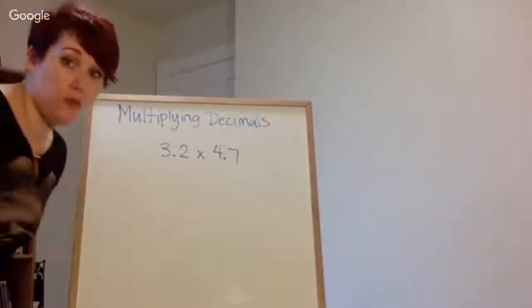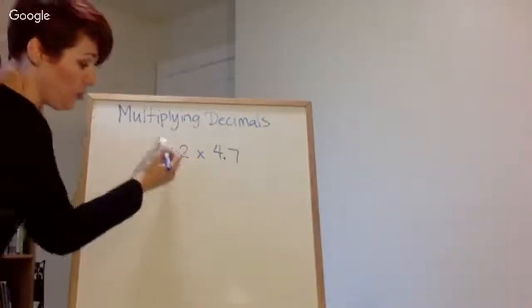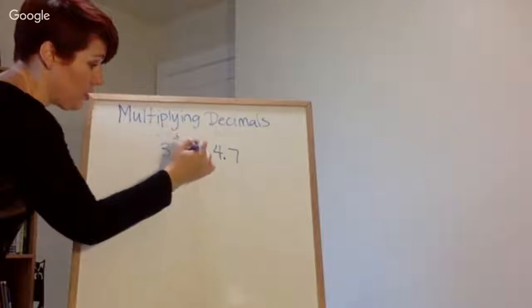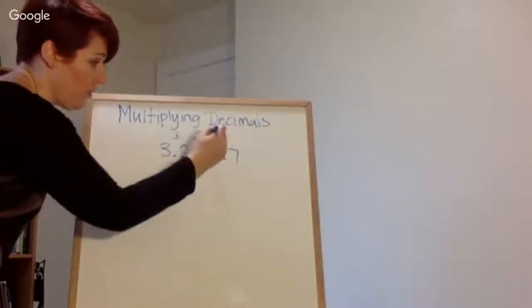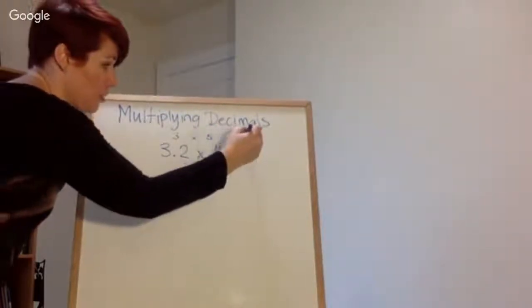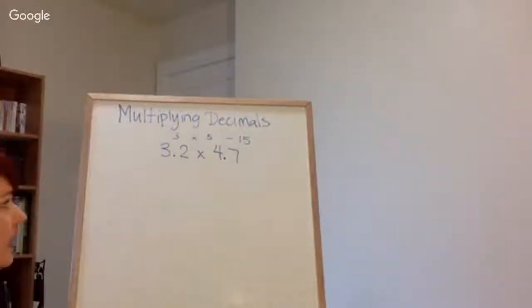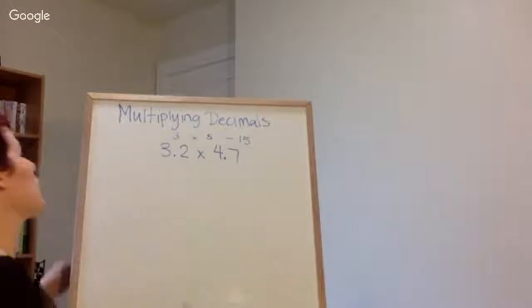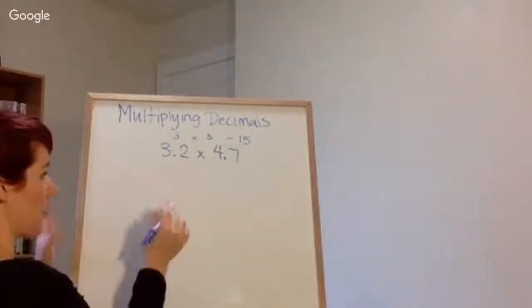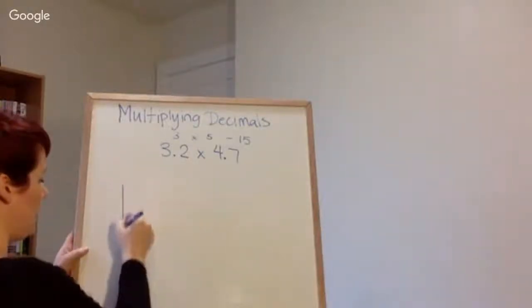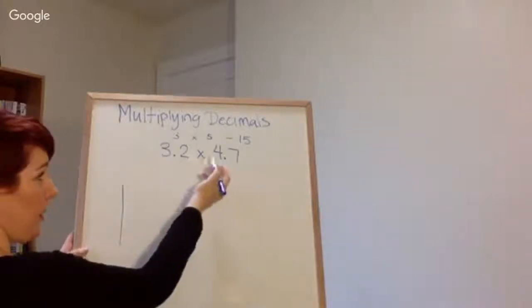So first off, we're going to estimate. Students will see that 3 2/10 is pretty close to 3, and 4 7/10 is closer to 5. So my estimate's going to be somewhere around 15. Next, I'm going to draw an area model sketch. Again, this is a sketch. It's not going to be super accurate, but if you did it with base 10 blocks, you absolutely could.